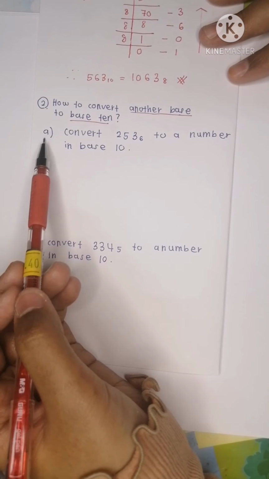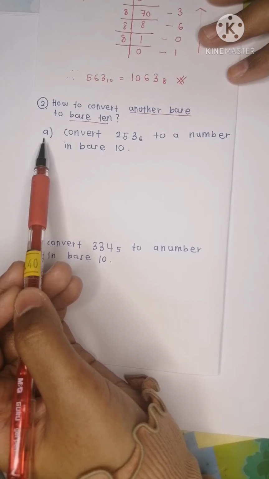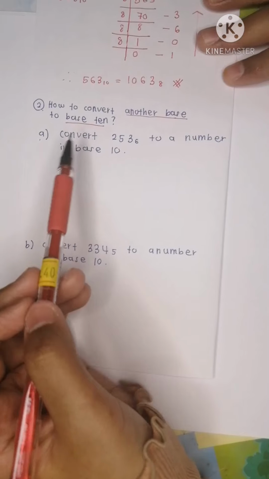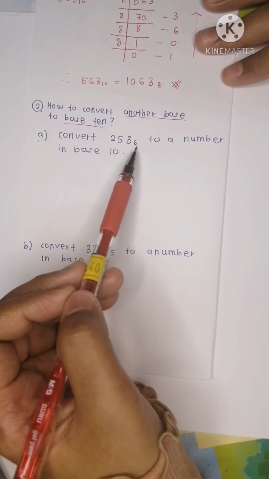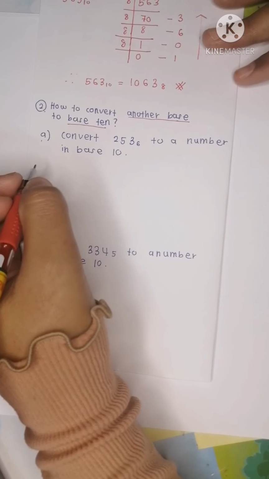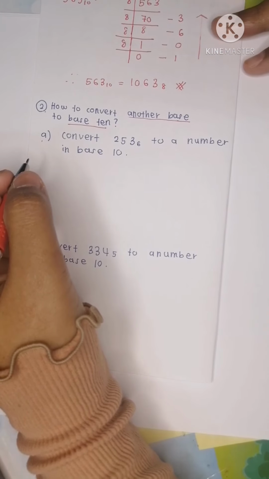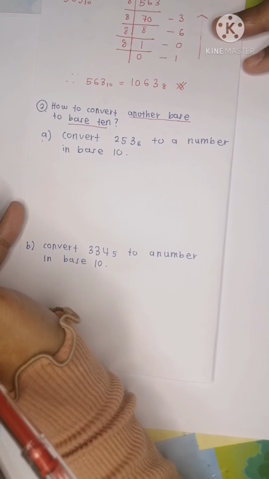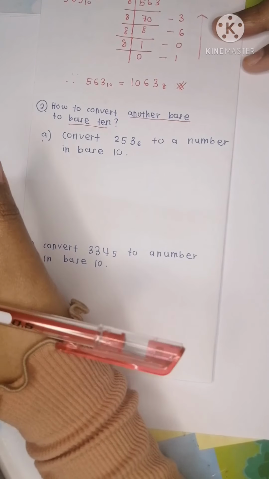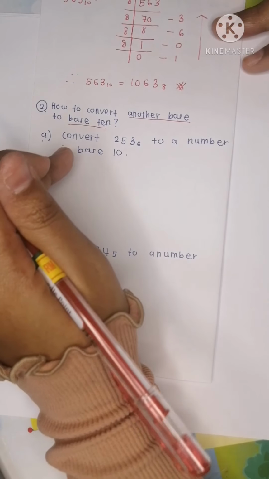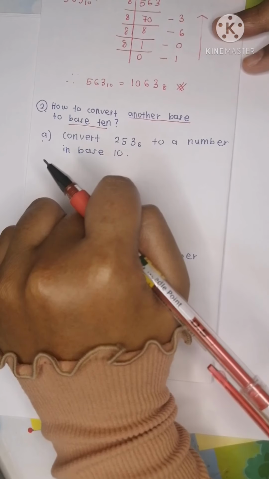Okay, look at A. This is the example, example 6. Now convert 253 base 6 to a number in base 10. So how do you want to do it? Do you still remember how to find the value of a number, which you already did in the homework before this? It is actually the same thing that we want to apply to solve this question.